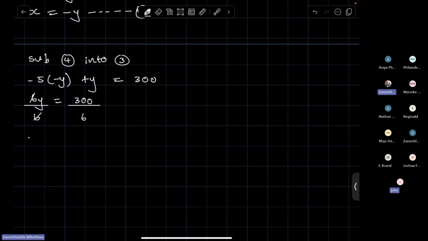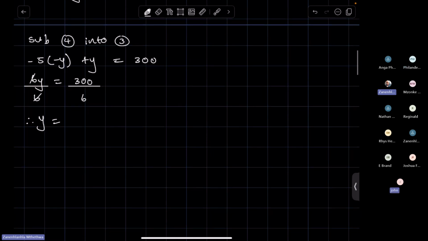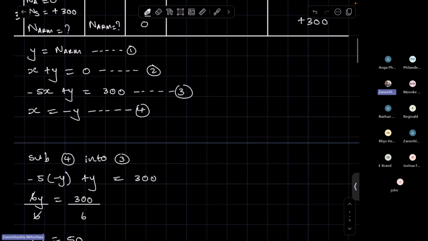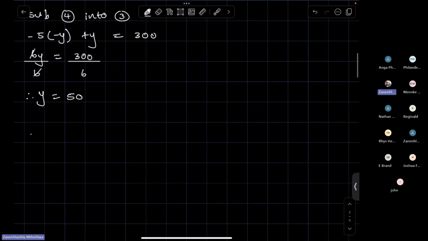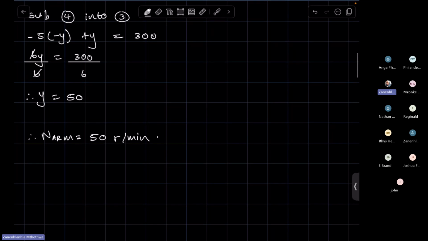That cancels. Therefore, y is equal to what? 300 divided by 6 is 50. So the value of y is equal to 50. Now to get the arm, we know n arm is equal to y. So you simply say, therefore n arm is equal to y, which is 50. Seeing that this is positive, it means this is 50 revs per minute, and because it's positive, it means it's going clockwise. So you indicate the direction as well.